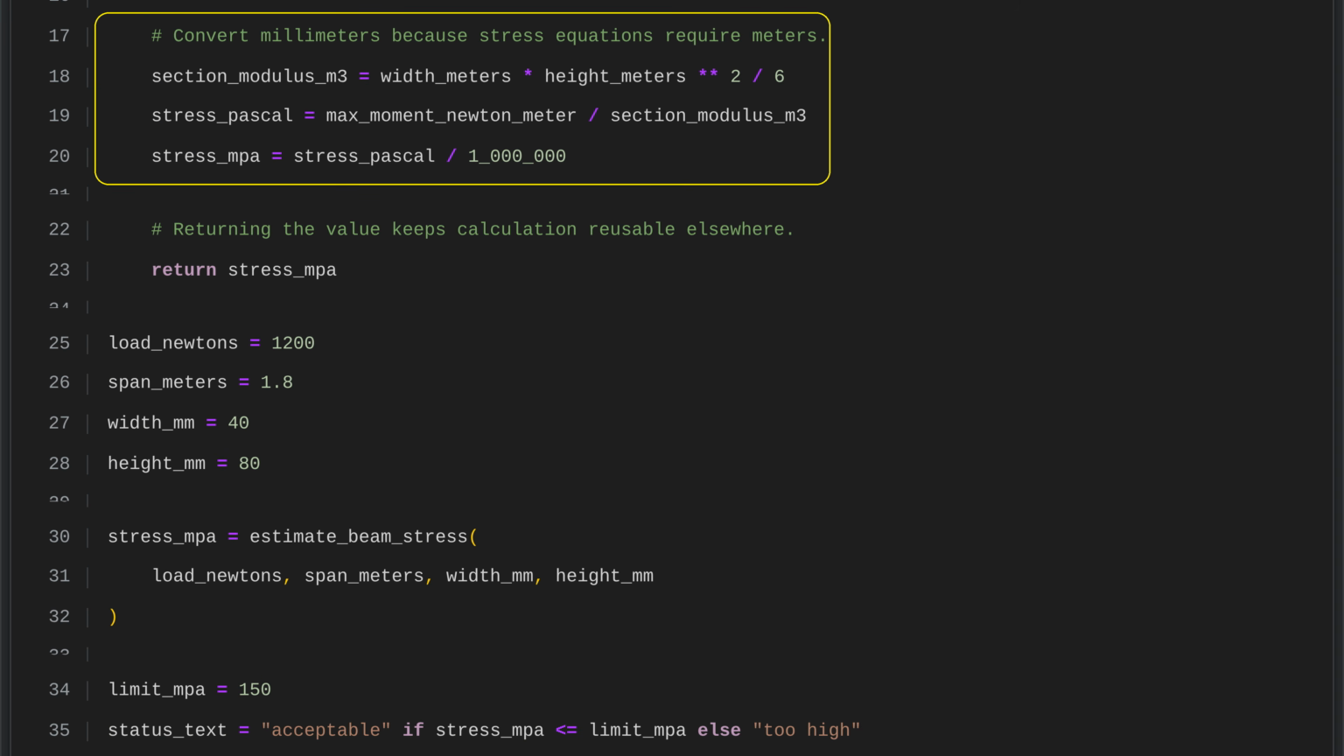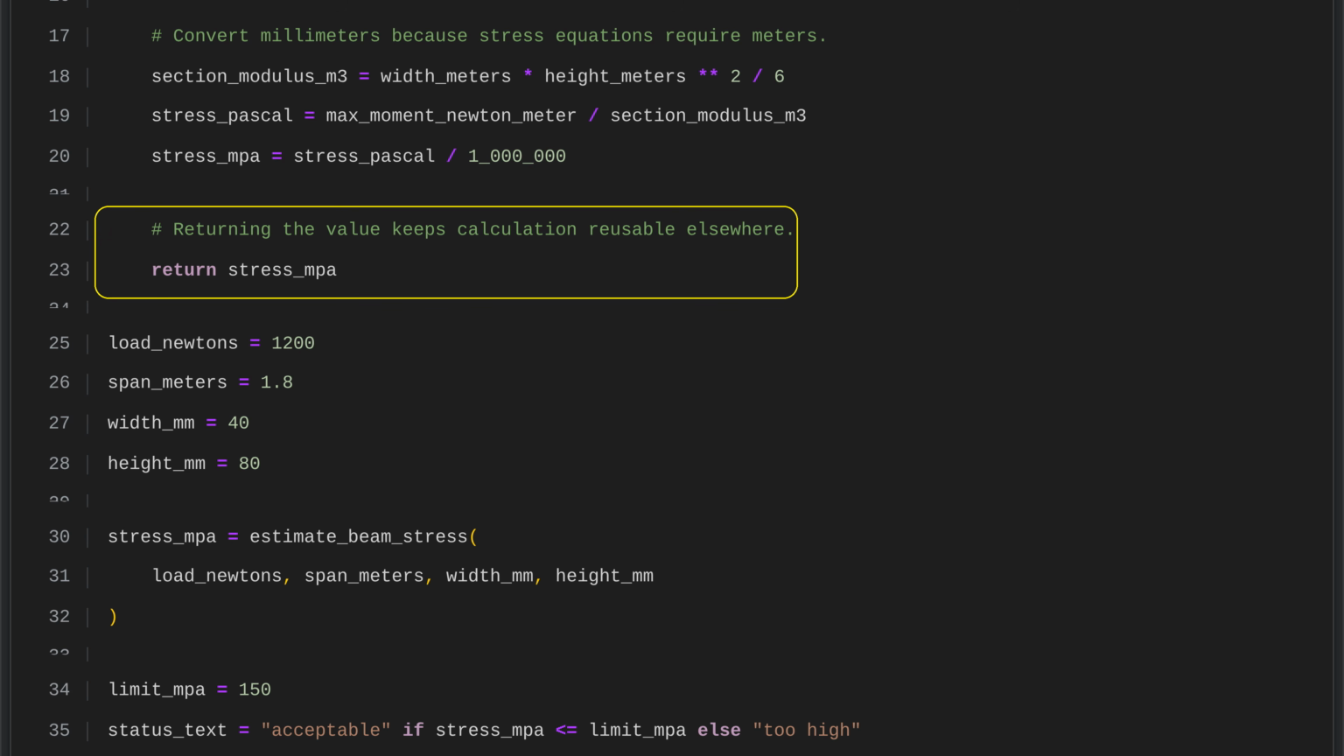To estimate bending stress in the beam, first find the section modulus by using the beam's width and height, with the height squared and the result divided by 6. Then divide the maximum bending moment by this section modulus to get the stress in pascals. Finally, convert pascals to megapascals by dividing by 1,000,000, which makes the result easier to compare with engineering limits.